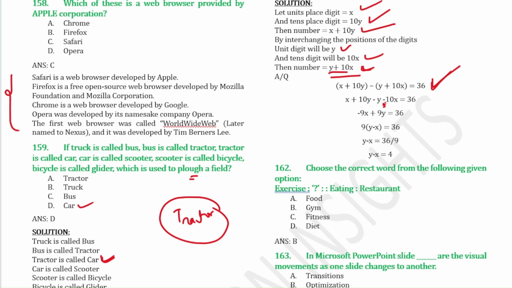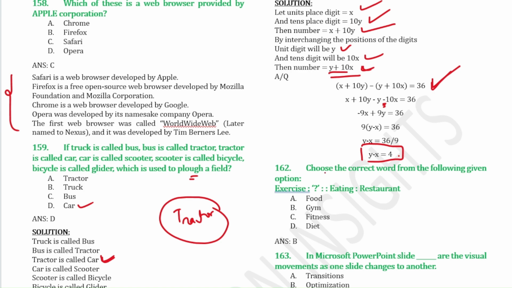Now x minus 10x will give you minus 9x. 10y minus y will give you 9y. Now you can take 9 common, then you will get y minus x. Now if you send this 9 to this side, it will become divide, right? Now 36 divided by 9 will give you 4, so the difference is 4. So that's your answer.